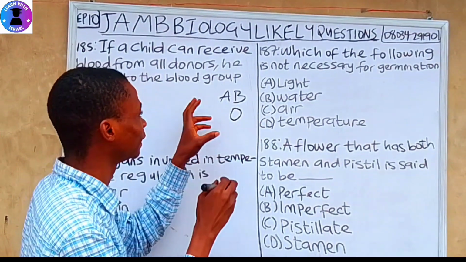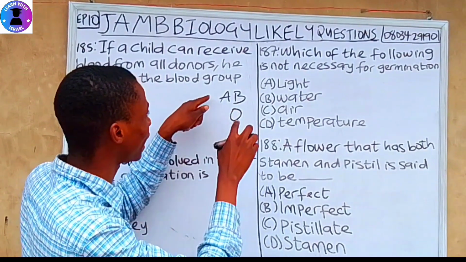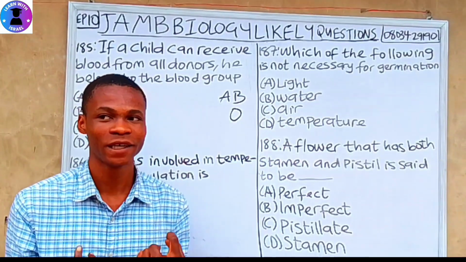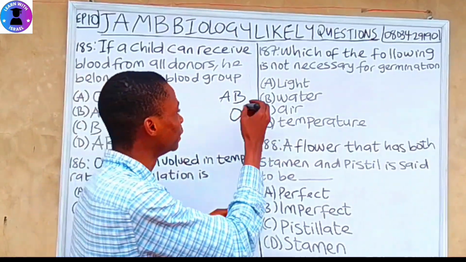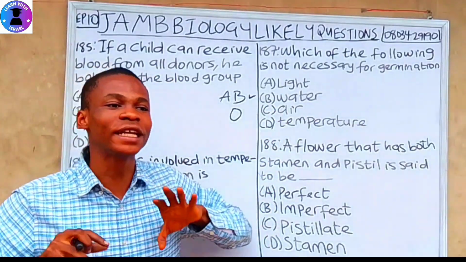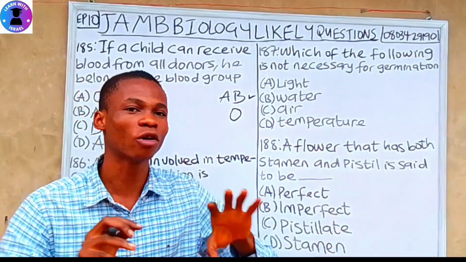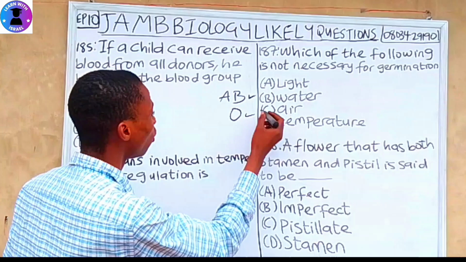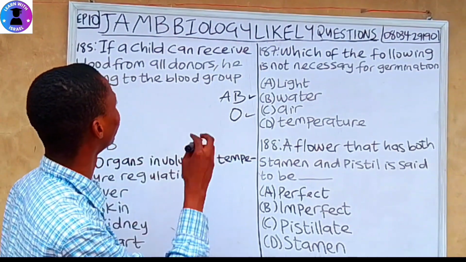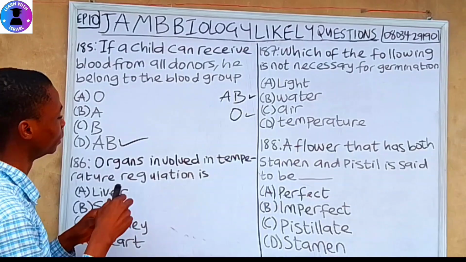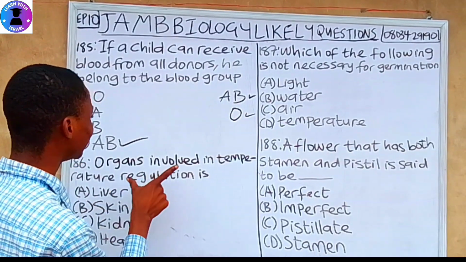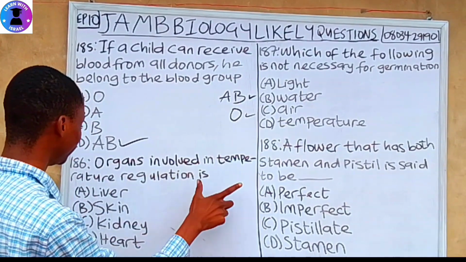The difference is that if a child can receive blood from all groups, he belongs to group AB. But if a child can donate blood to all groups, he belongs to group O. So according to the question, the correct answer is group AB.